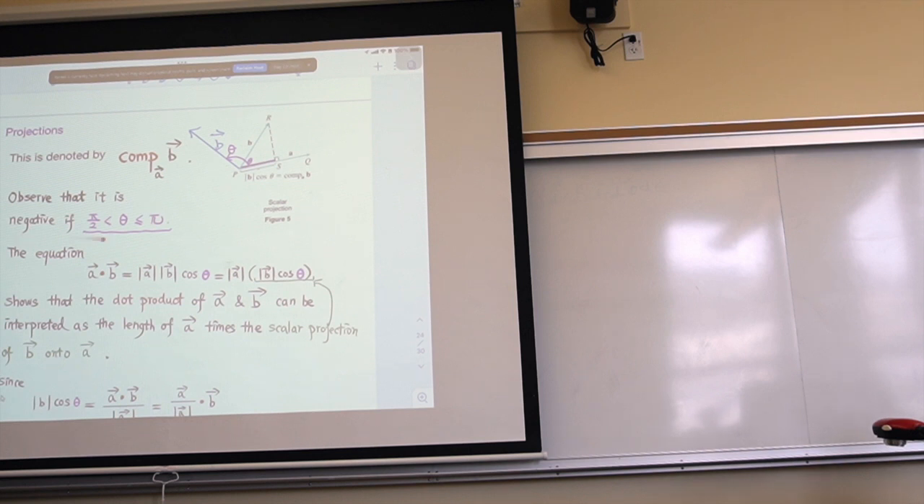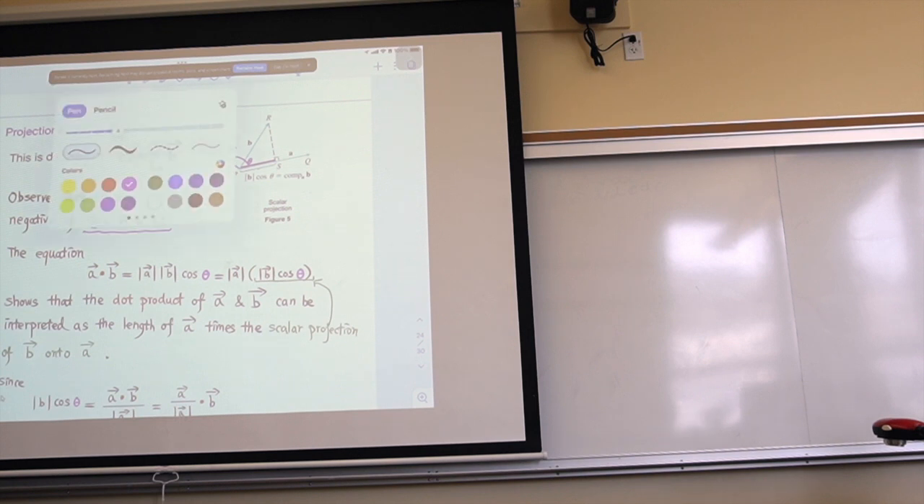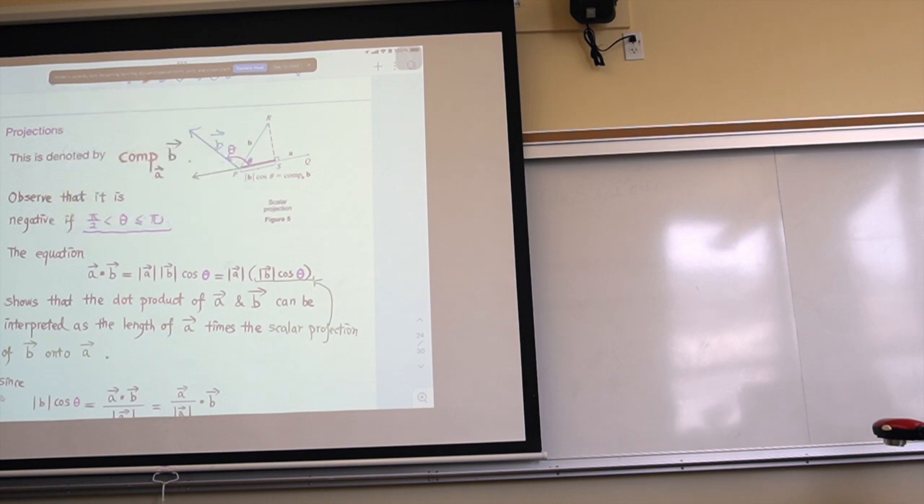So therefore, the component of B along A, let's try to visualize how it looks. It looks like this. This is the component of B along A, when B points this way and A points this way.